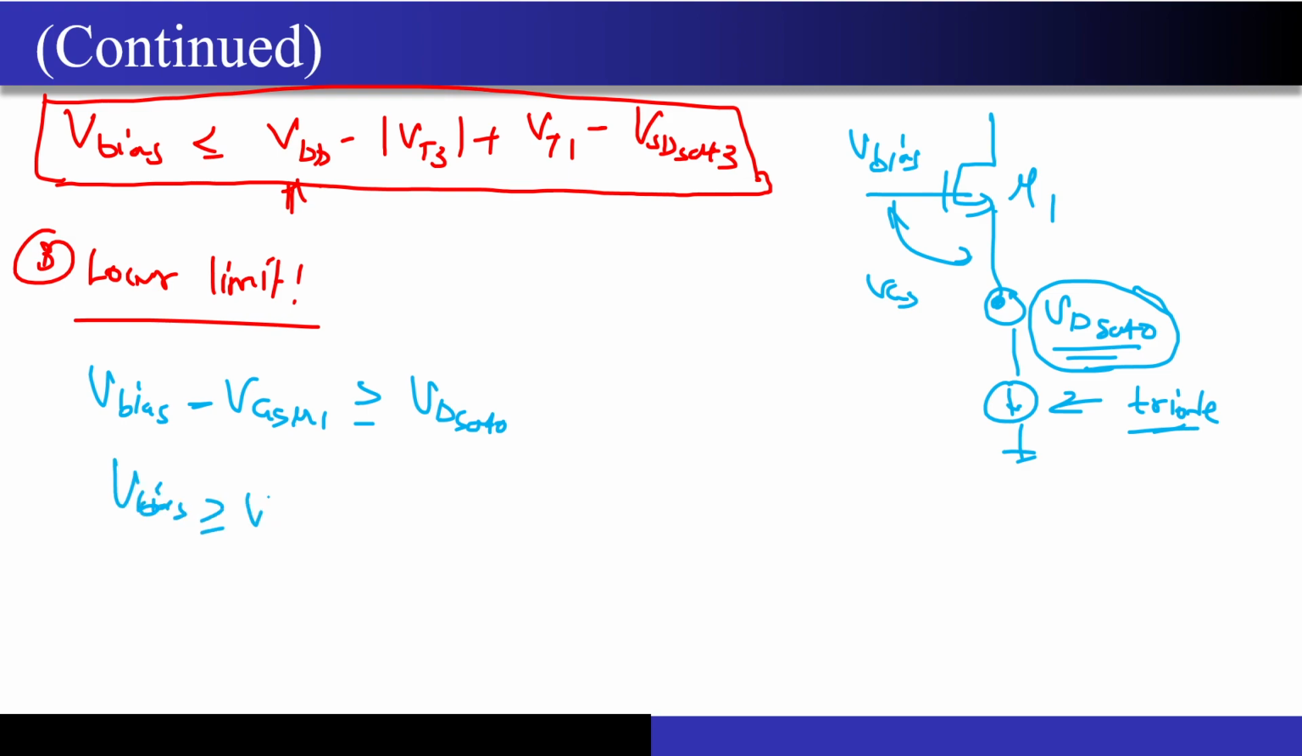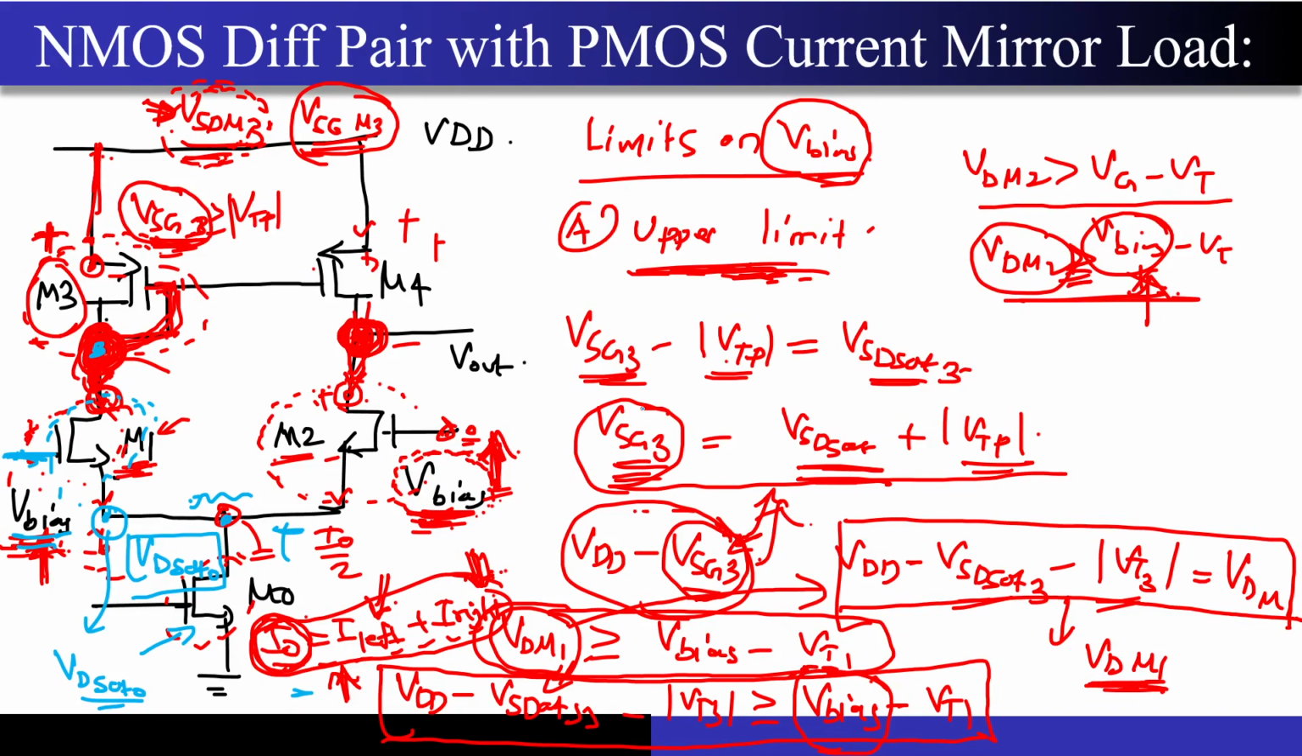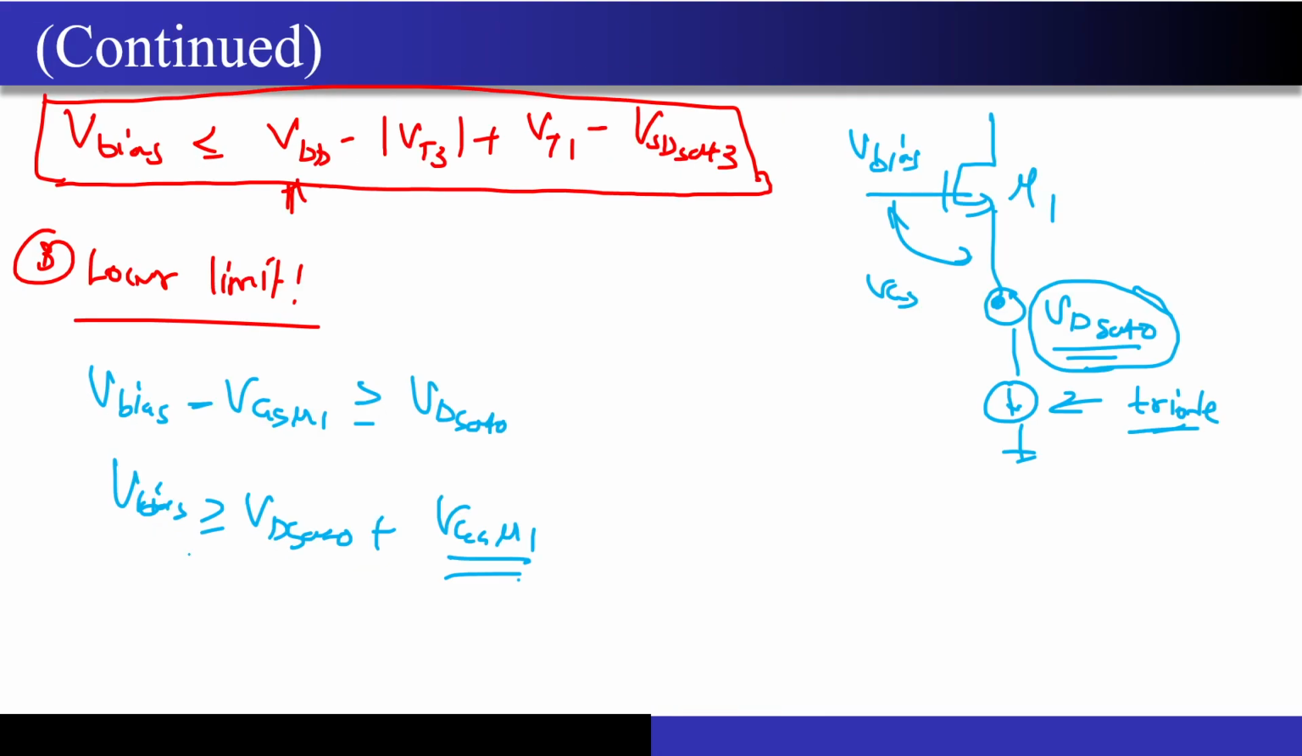V bias should be greater than VDSAT0 plus VGS of M1. And what is VGS of M1? Remember, how did we calculate the VSG of M3 over here? It was nothing but one overdrive voltage plus one threshold voltage. Similarly, I will do it here: V bias is greater than or equal to VDSAT0 plus the overdrive voltage of M1, VDSAT1, plus threshold voltage of M1. So this is the lower bound that I have placed over here.